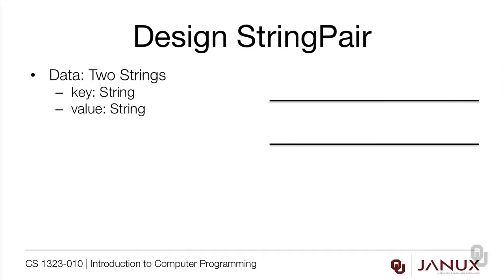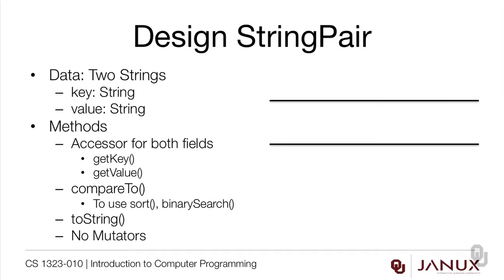Now, let's design our string pair class. For data, we're going to have two strings, a key and a value. And here are some methods. We'll have accessors for both fields, getKey, getValue, and a compareTo method. This will make things like sort and binary search possible to use later on.